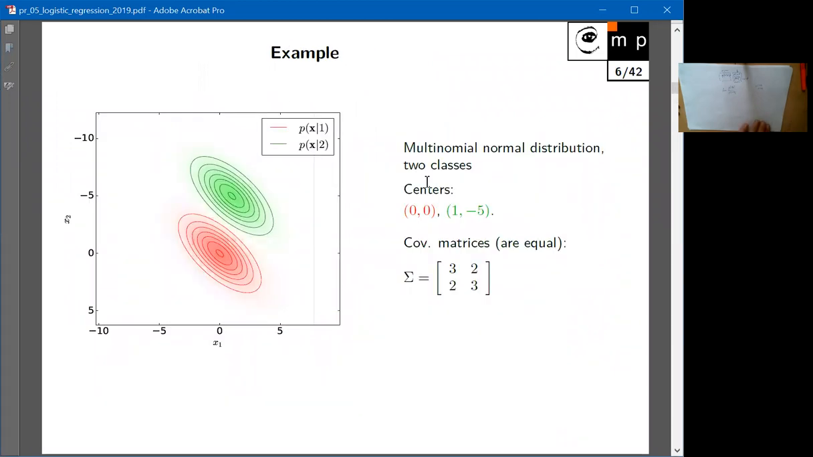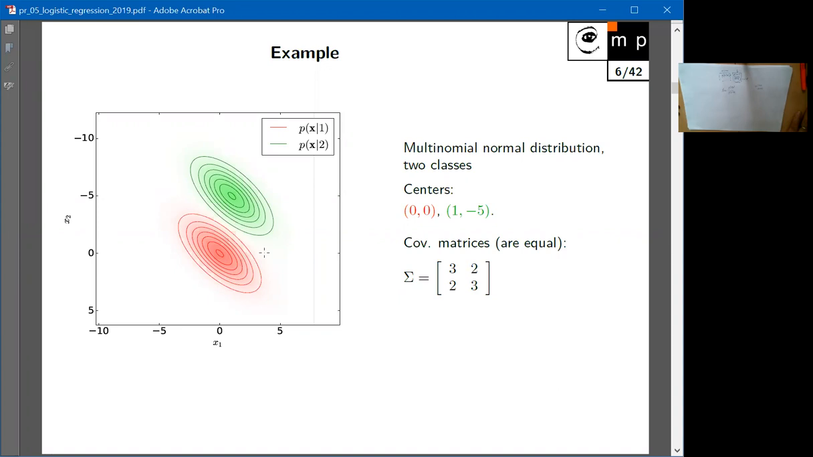So imagine this is a two-dimensional measurement space. We are making two measurements, and the class conditional probability has these elliptical isocontours, which suggest that the covariance matrix is not diagonal. You see that for the two classes, the covariance matrices are the same. You see them, the covariance matrix is written on the right. And the centers are (0, 0) and (1, -5).